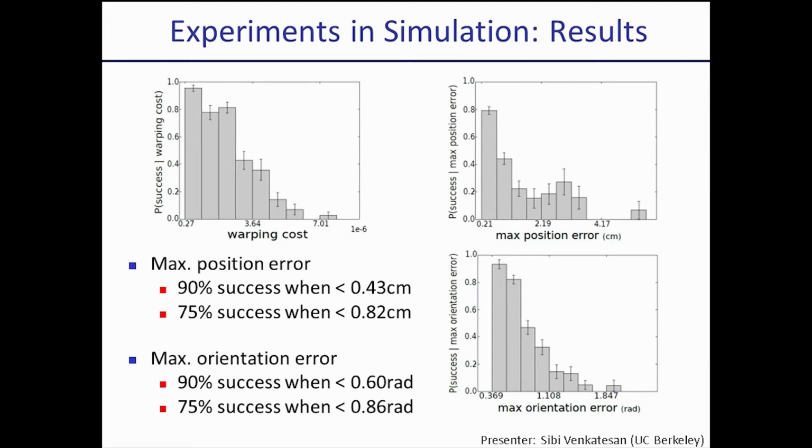When the errors are low, the performance rate is high, and when these errors become larger and larger, the algorithm sees more failures. For example, for the maximum position error, we have a 90% success rate with maximum position error of 4 millimeters or less. And for maximum orientation error, we have a 90% success rate when the orientation error is less than 0.6 radians.